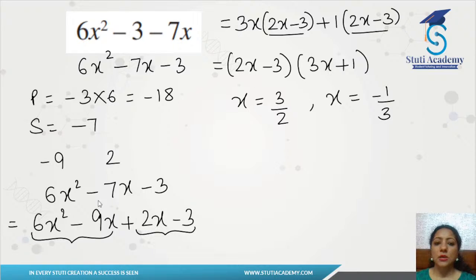Understood this, children? Yes. So the only important step here is to figure out the numbers whose product you get and the sum you get. Once you get the numbers, it is very easy to solve. You just have to take common. You've done this in grade 8 also in factorization chapter.